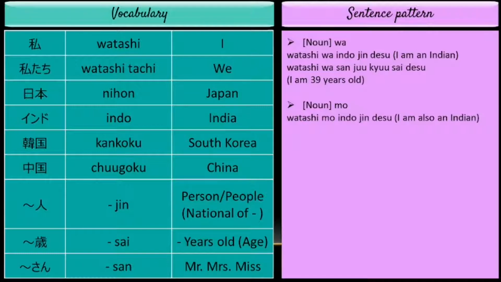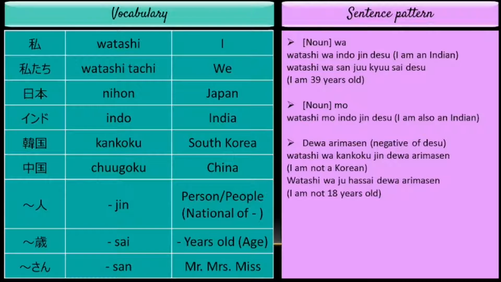Okay? Let me give you one more example. If Mr. Kim is 25 years old, and I want to say that Mr. Suzuki is also 25 years old, then I will say Kim-san wa 25 sai desu. Suzuki-san mo 25 sai desu. I hope the meaning of mo is clear.